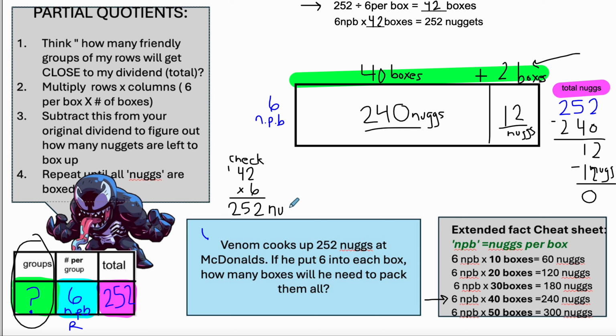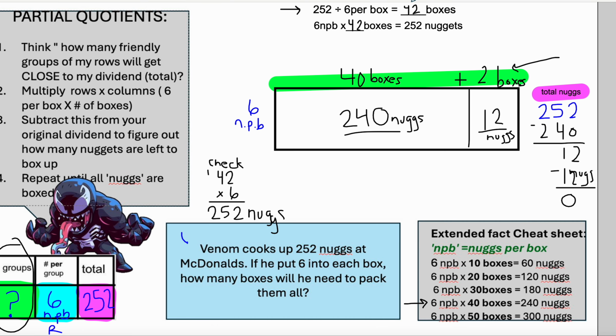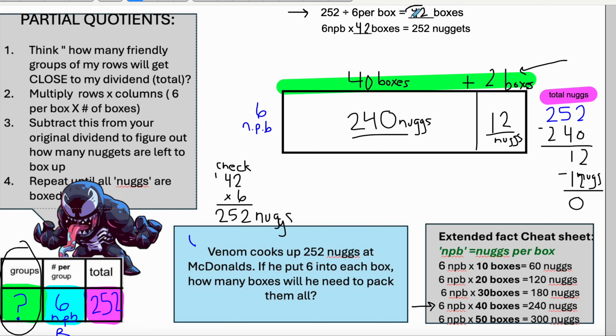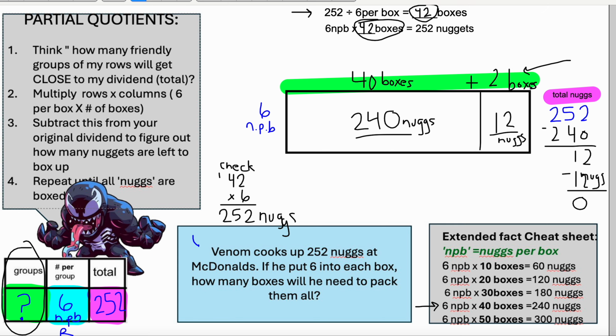Nugs. So I know that 42 is the right answer. So I'm going to circle that. Whoops, sorry. Our answer is 42 boxes. 42 boxes is our solution. Let's do one more, and that is another example on your homework.